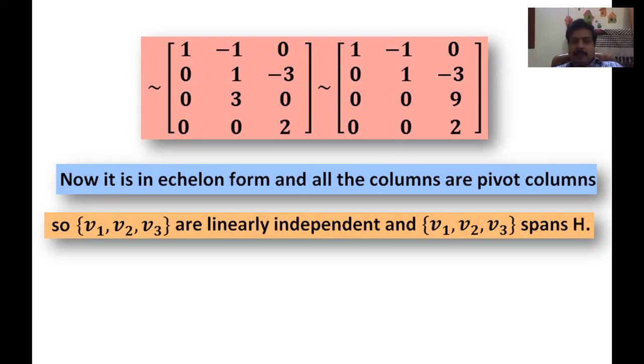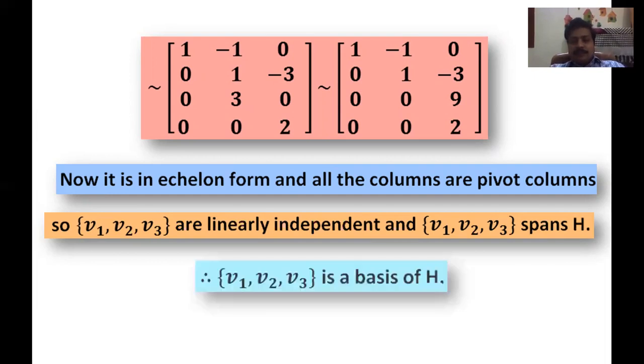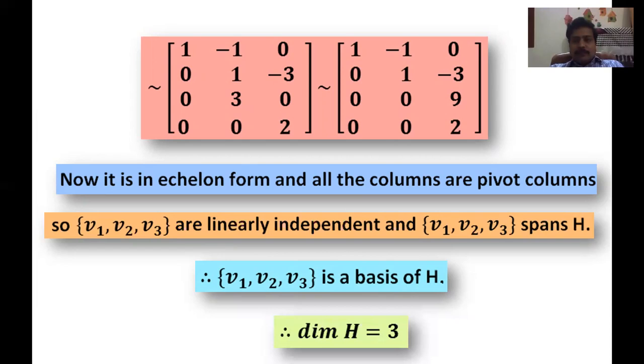So for this problem, V1, V2, V3 span H, as these vectors are derived from the definition of H itself, and these three are linearly independent. So we can say that the set of V1, V2, V3 is a basis for H. Since the basis of H has three vectors, dimension of H is 3. So this is the way to find out dimension of H.